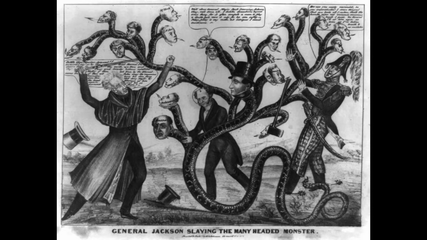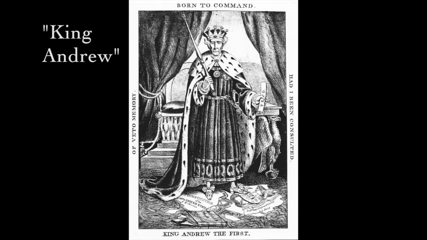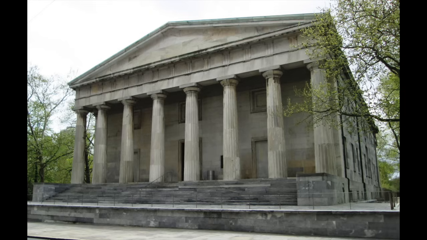Jackson had a habit of vetoing a lot of legislation Congress passed. Actually, needless to say, opponents of Jackson's aggressive use of veto power called him King Andrew. They argued that not renewing the National Bank would have devastating effects on the American economy. But Jackson convinced many ordinary Americans that by being against the National Bank, he was just defending them against the privileged elite who wanted to keep the power to themselves.